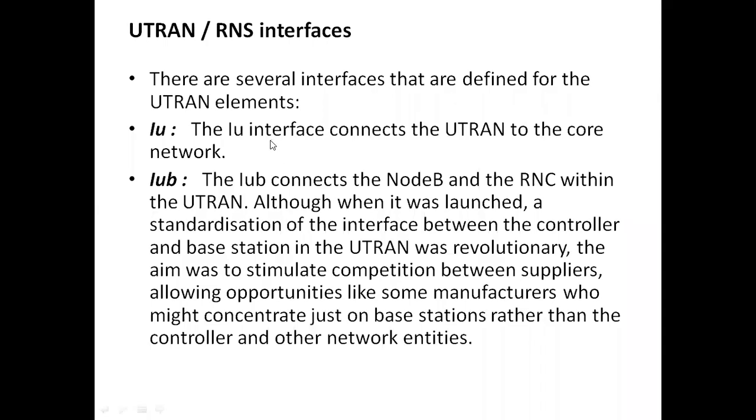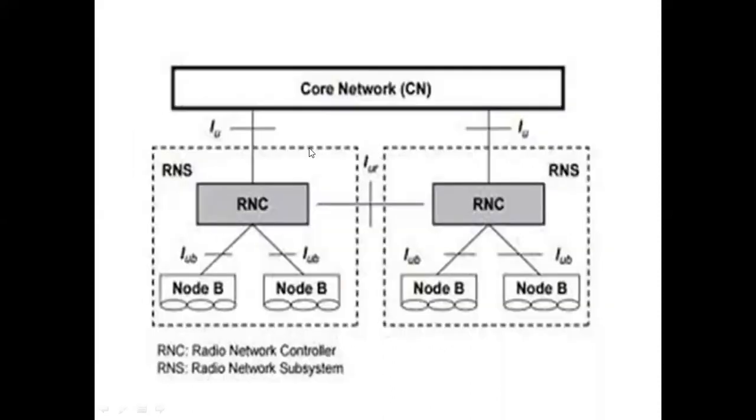And next, coming to the interfaces. We have three types of interfaces. There are several interfaces that are defined for the UTRAN elements. First one is the IU interface. It connects the UTRAN to the core network. This is the interface between the core network and the RNC.